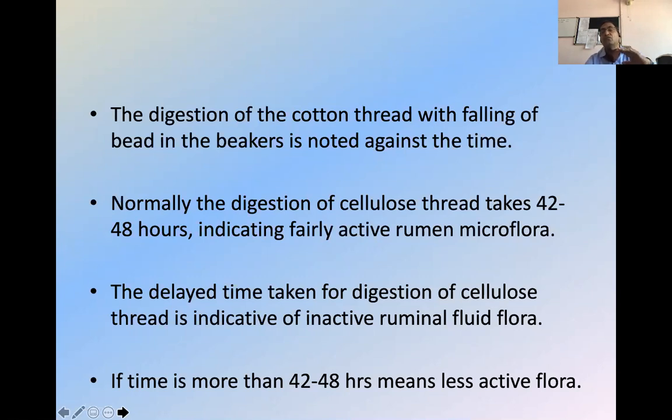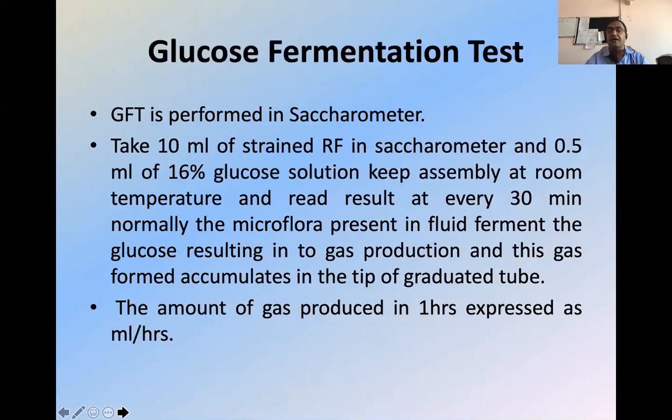That indicates that the flora of that cattle from which the rumen fluid is extracted is working. But if there is a delay, suppose 60 hours or more, the delay in digestion of the cellulose thread is indicative of inactive rumen fluid flora. That flora may be inactive due to other factors, maybe use of too much antimicrobials, there may be acidosis, there may be alkalosis. But for checking whether the microflora of the cattle is working or not, we may go for this type of test. If the time is more, it indicates at least less active flora.